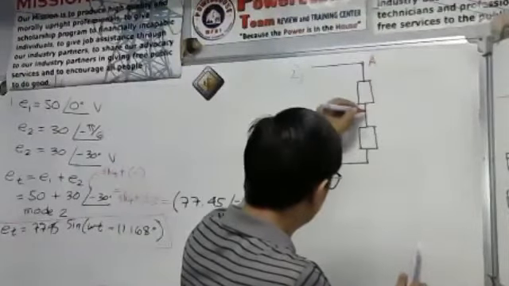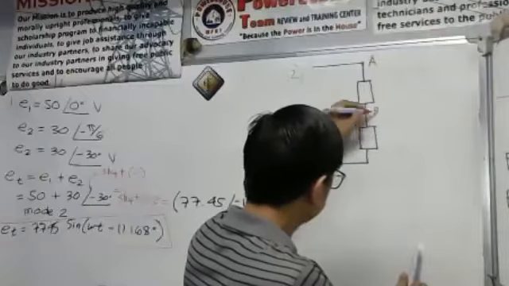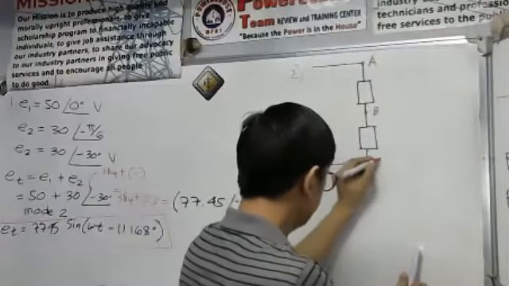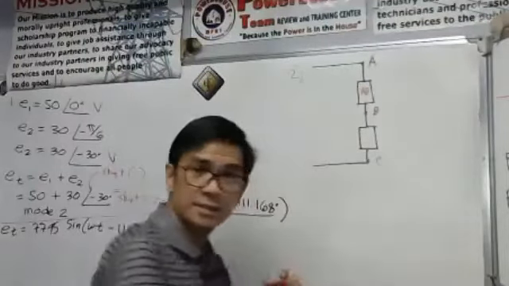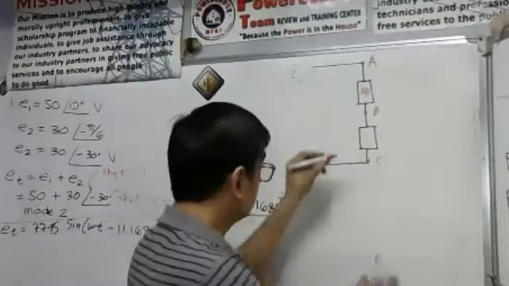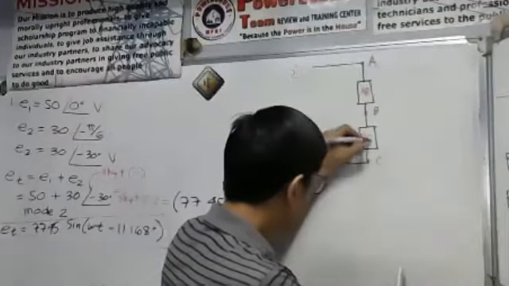Let's say this is our point A, point B. This is our point C. So this is our load AB. This is our load BC. Please close up here.